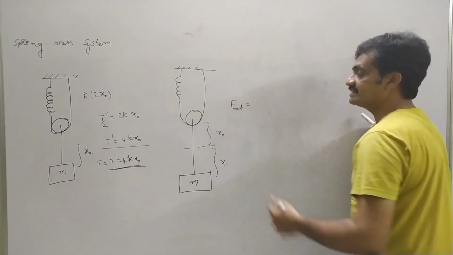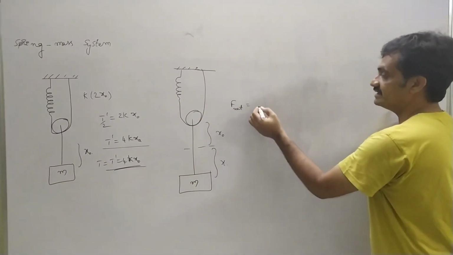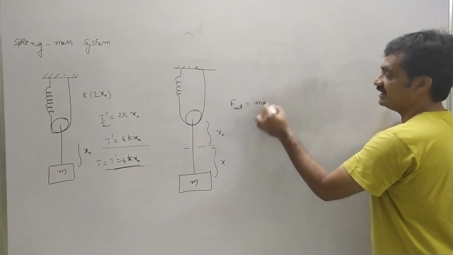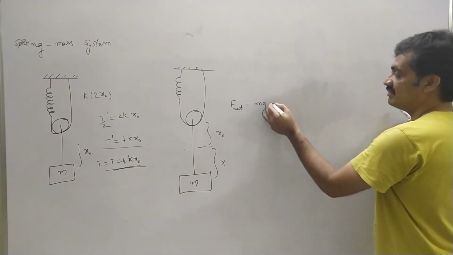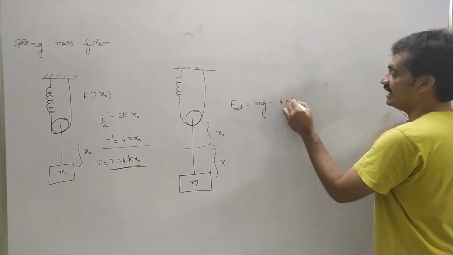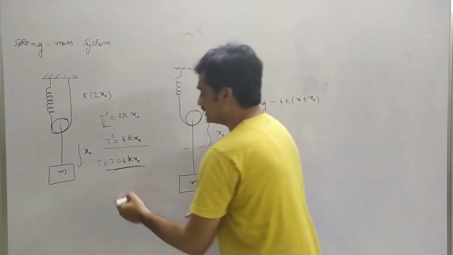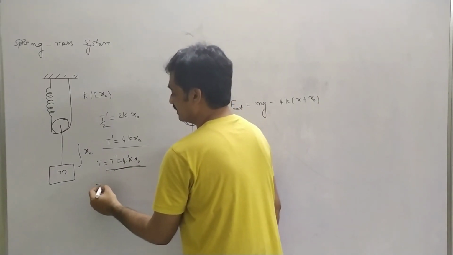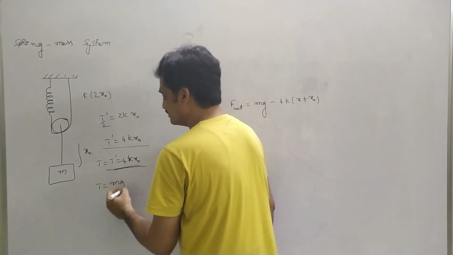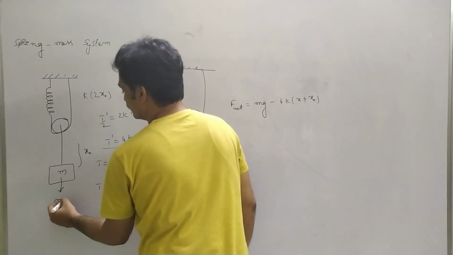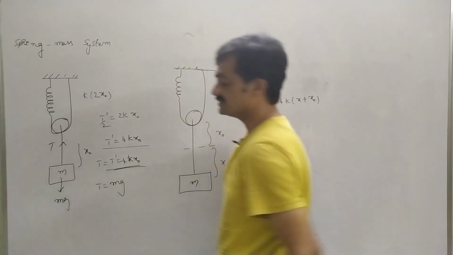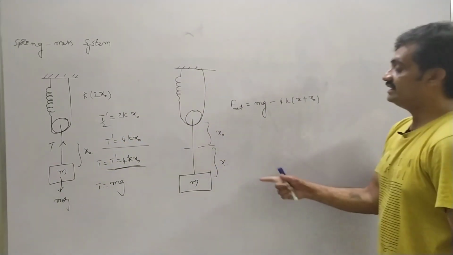Initial displacement is x naught. Net force acting in this case is given as F net equals mg minus 4k into (x plus x naught). Observe that here the tension T equals 4k x naught, where we know that T equals mg acting in the downward direction.